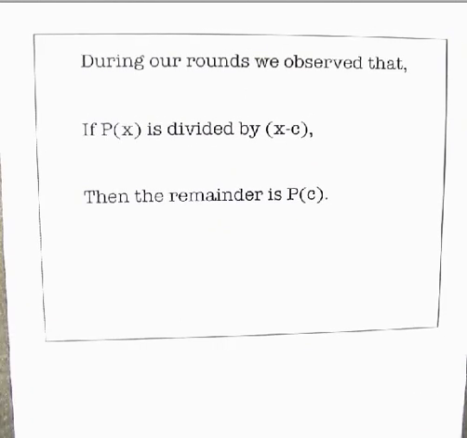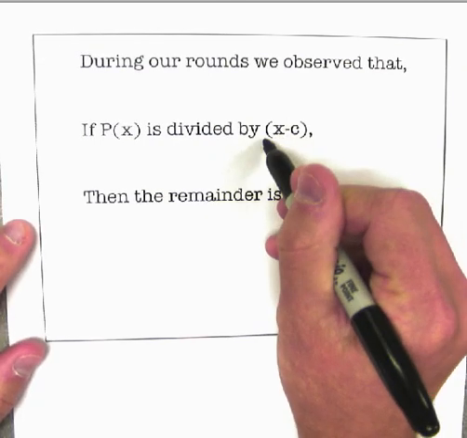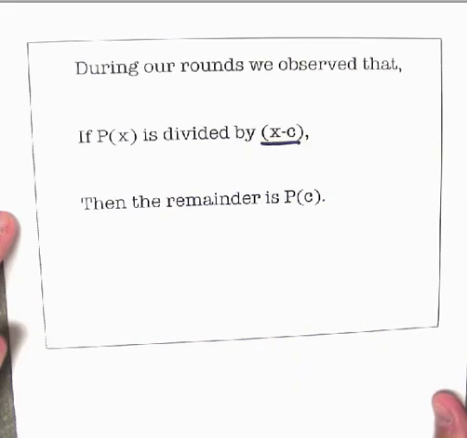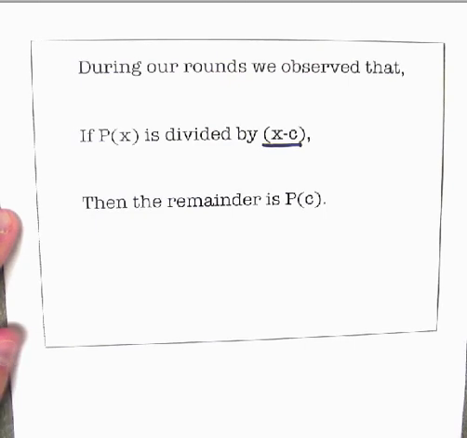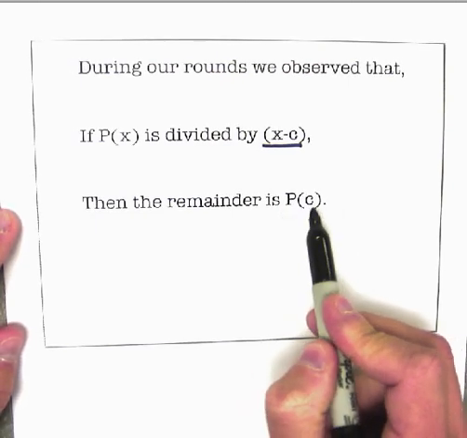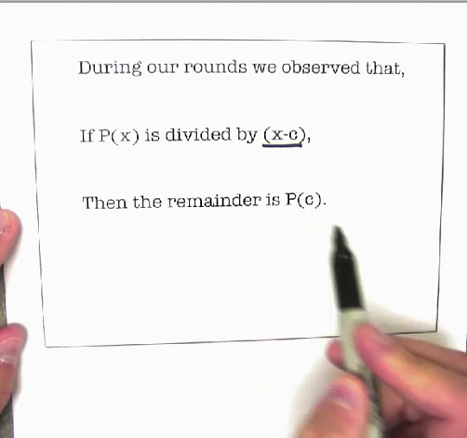Okay, during our rounds, one of the last things we looked at was a bunch of division problems where we divided by a linear polynomial whose coefficient was 1. And we discovered that when you do that division, the remainder is the same as the value of p of c. So let's review that real quick.